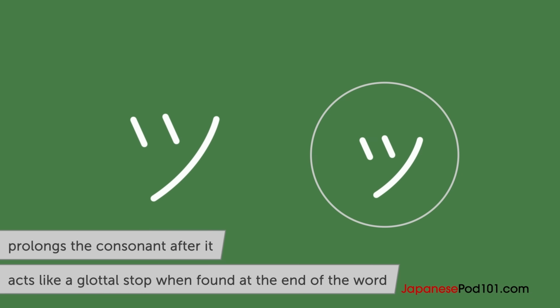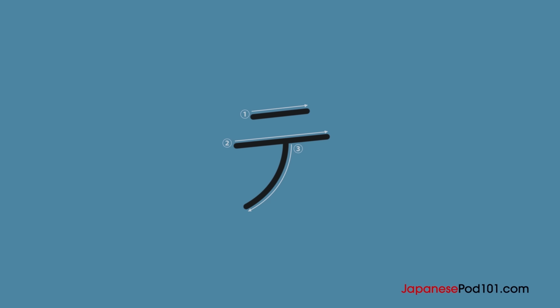Okay, let's add a dakuten to tsu as well. It's pronounced as zu. Listen carefully. Tsu, zu, tsu, zu. Chisai tsu is also available for katakana. It serves the same function of lengthening the consonant after it. When found at the end of the word, the chisai tsu acts like a glottal stop for words spelled using katakana.